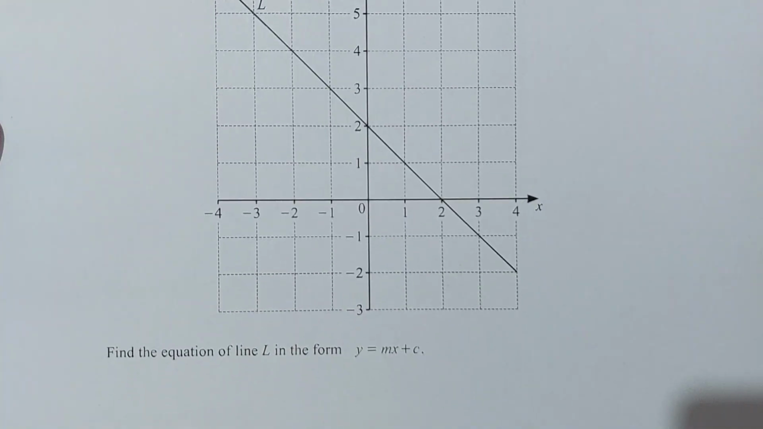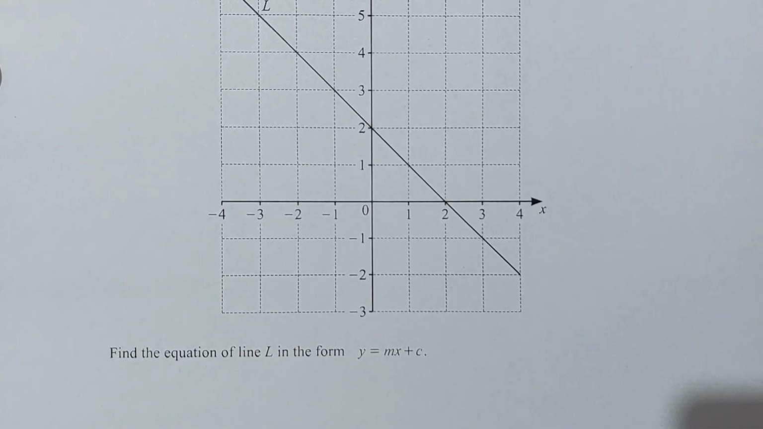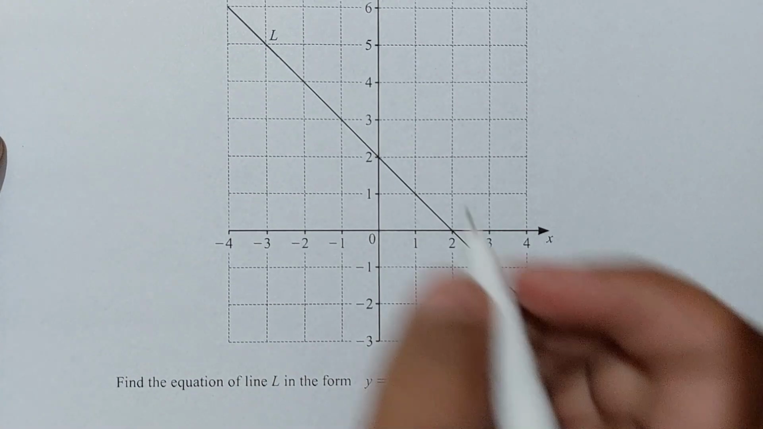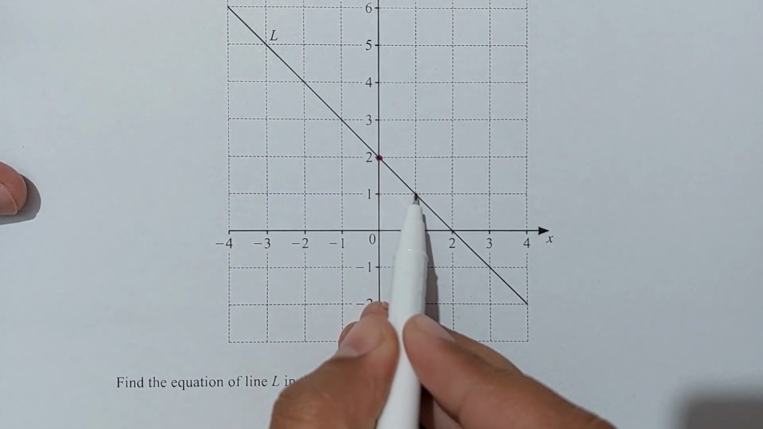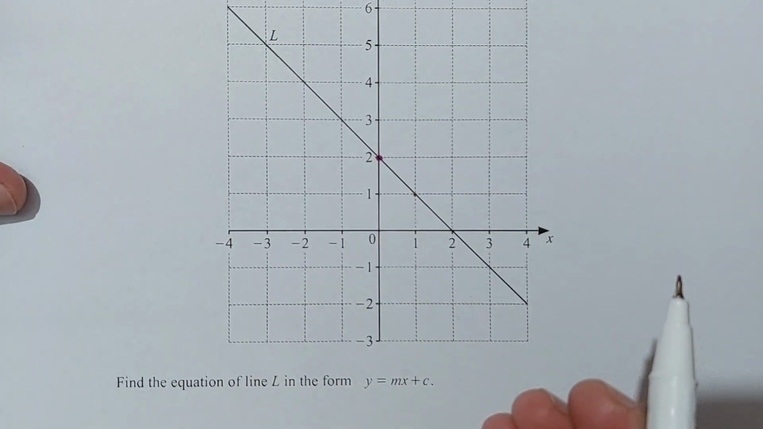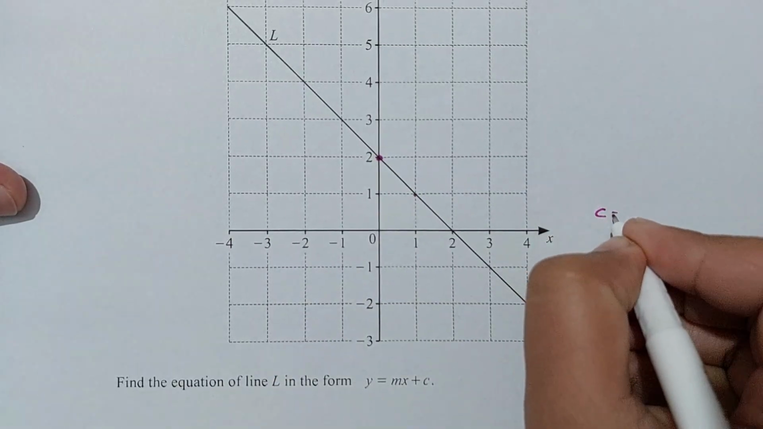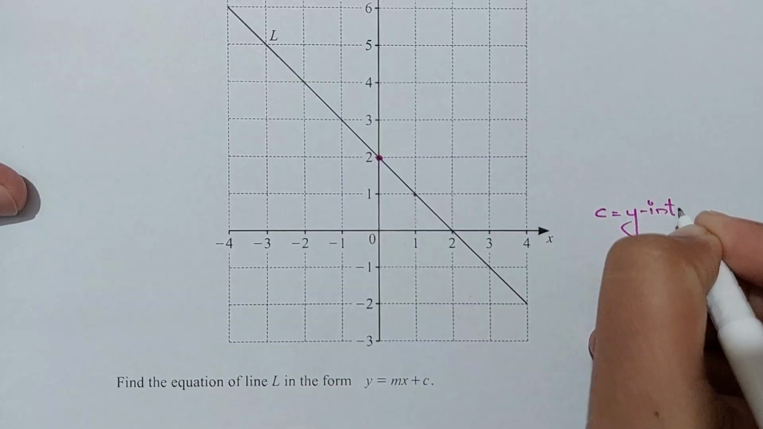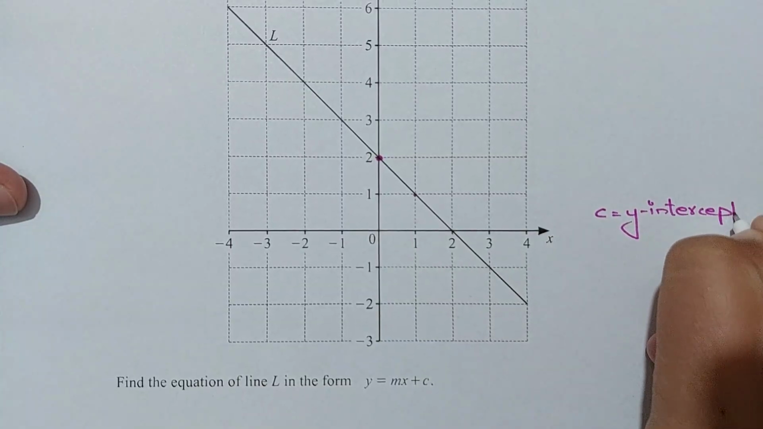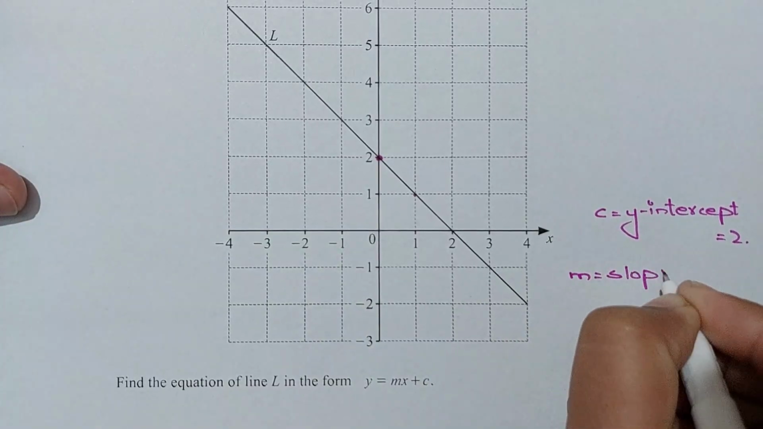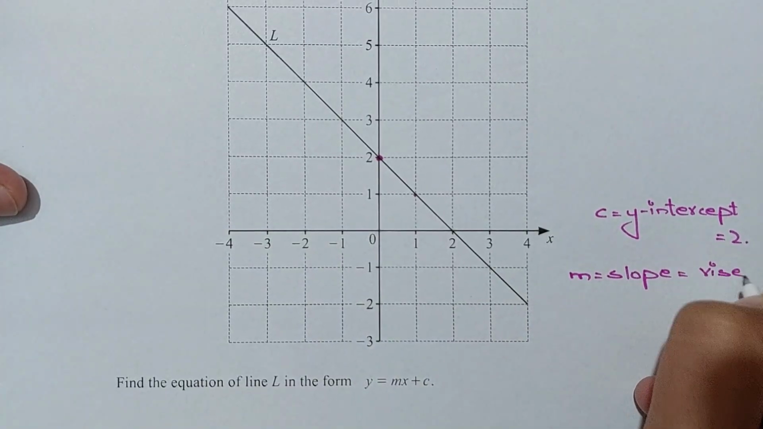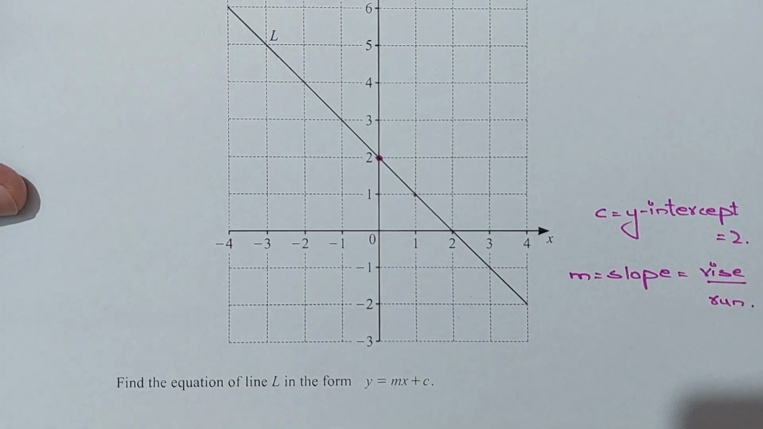Now for part D, find the equation of line L in the form of y equals mx plus c. Okay, c is the y-intercept, which is 2, and find out the slope, using the method of rise over run. So first the c, the y-intercept, this is equal to 2. Now m is the slope, and slope has a formula rise over run. Rise can be up or down, run can be left or right.